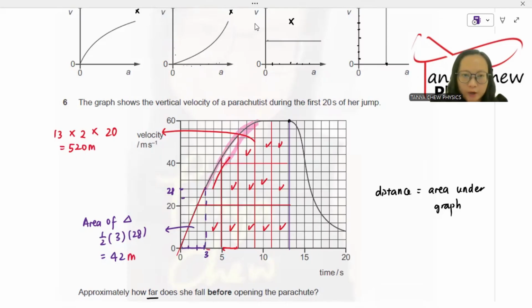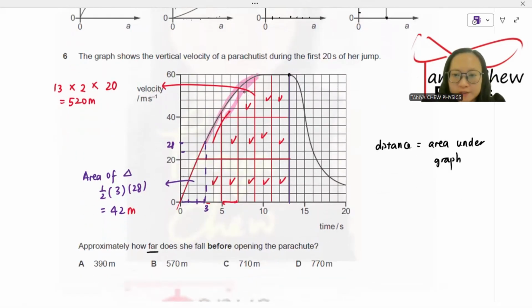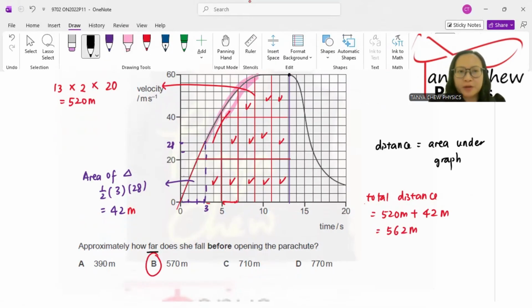So the total area, the total distance, is equal to 520 meters plus 42 meters. So I have 562 meters, approximately 570. So that is why the answer is B.